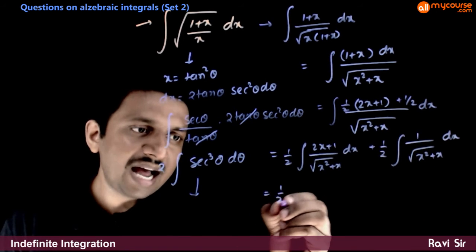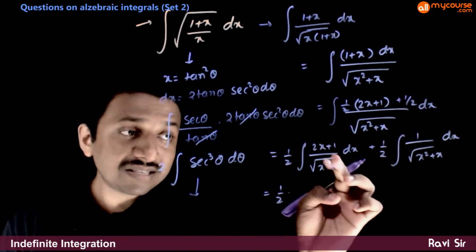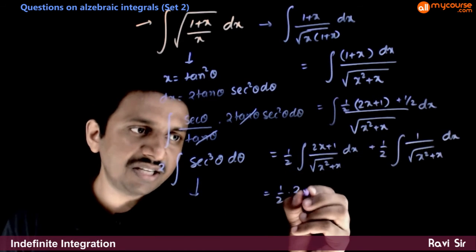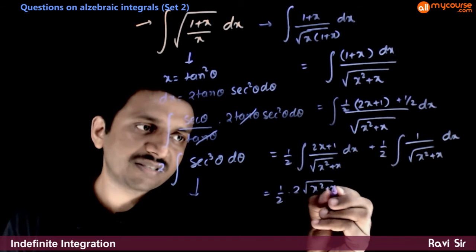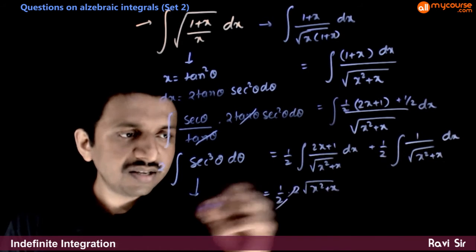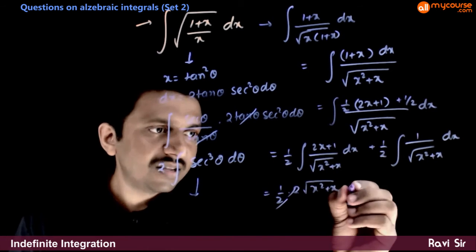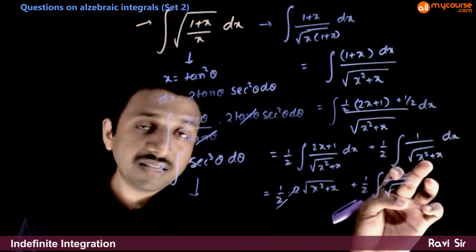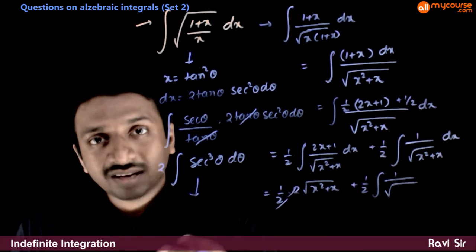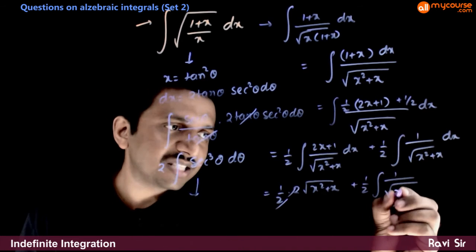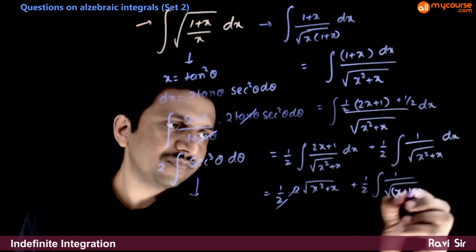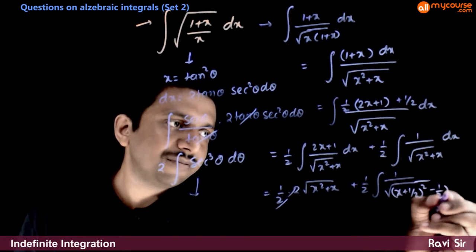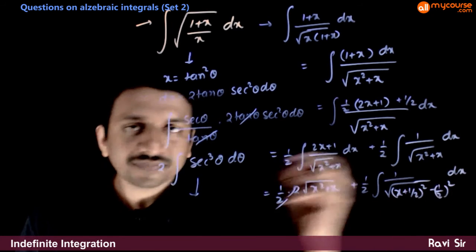That is equal to half times f dash of x by root of f of x. The integration is 2 root f of x. It is 2 times root of x square plus x, plus half times integration of 1 by root of this quadratic, which can be converted into squares. That is x plus half whole square minus half whole square dx.